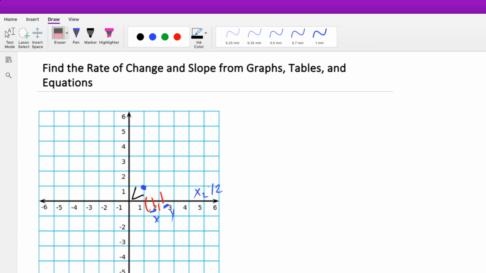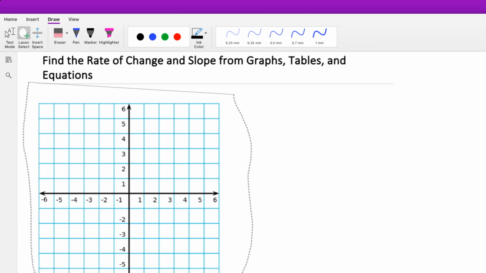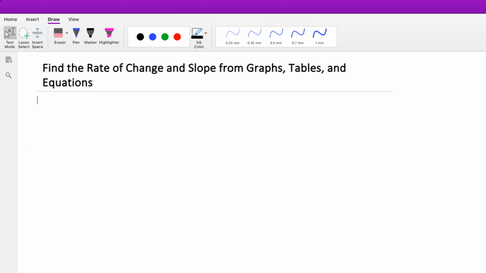So now that we know how to find the slope, also known as the rate of change, from a graph, let's see how we can find it from a table. Okay, let's draw some tables.